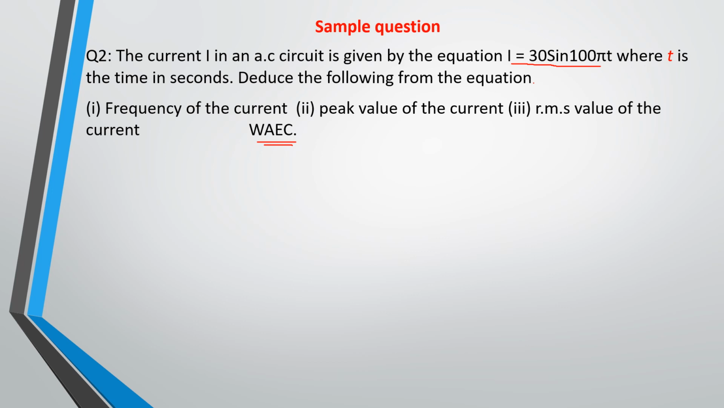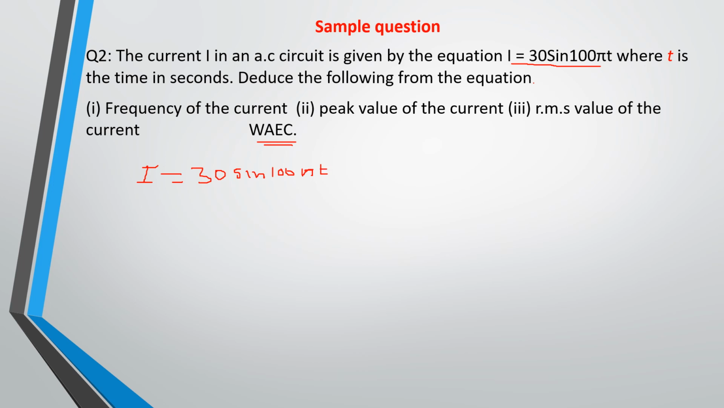Okay, so in this particular question, what is given to you only is the wave equation. So what are we going to do? What I'm going to do is write down this wave equation. You are given the AC circuit equation to be I equals 30 sine 100 pi t.